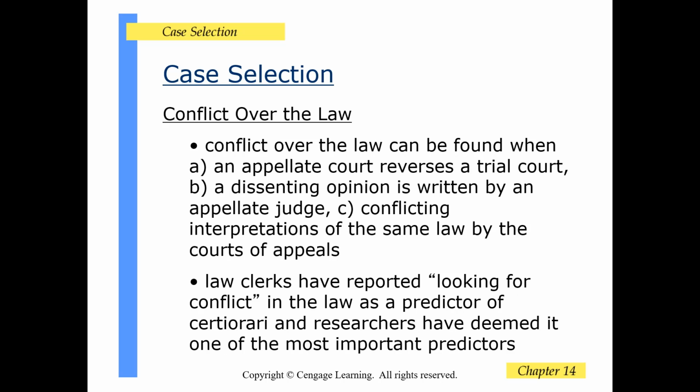Conflict over the law can be found when an appellate court reverses a trial court, a dissenting opinion is written by an appellate judge, or conflicting interpretations of the same law are had by different courts of appeals. Law clerks have reported looking for a conflict in the law as a predictor of certiorari, and researchers have deemed it one of the most important predictors at all.